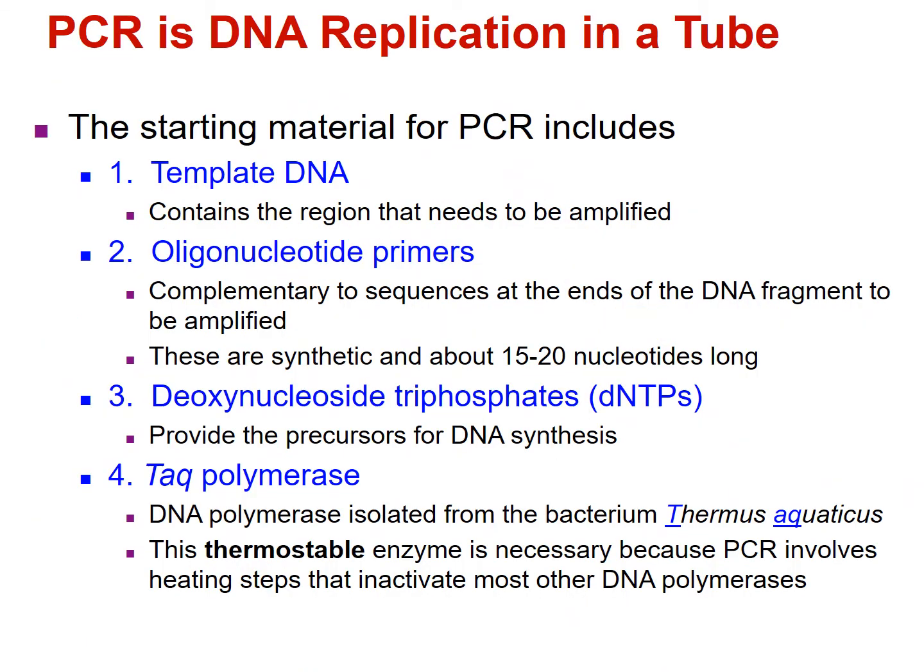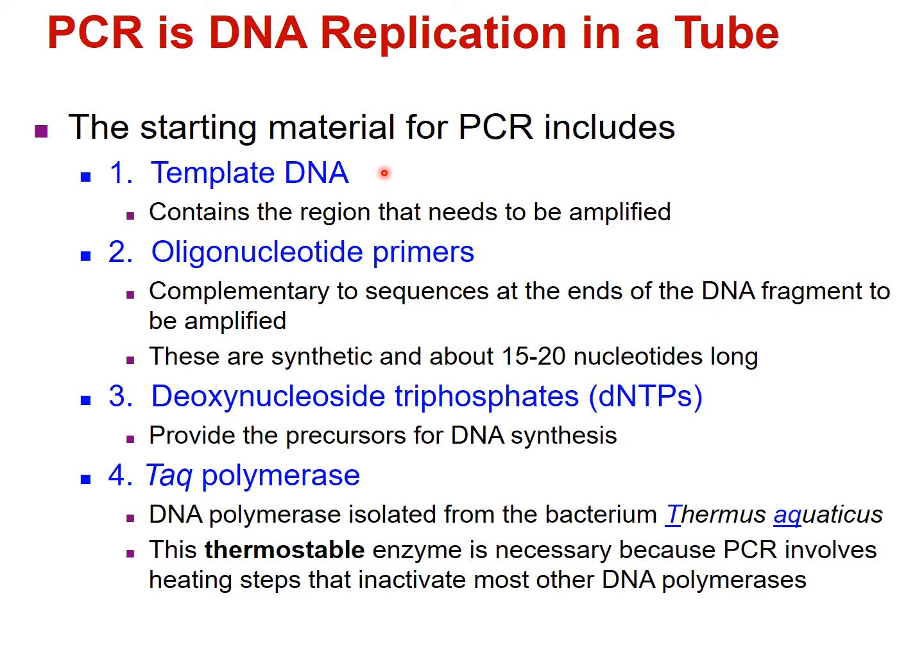Okay, so I mentioned that PCR is DNA replication in a tube. And so what do we need to do this? We need a template DNA. For us, it is going to be a colony of bacterial cells. Each bacterial cell has DNA inside it. And through the PCR, the cells will break open and they'll be able to access that DNA.